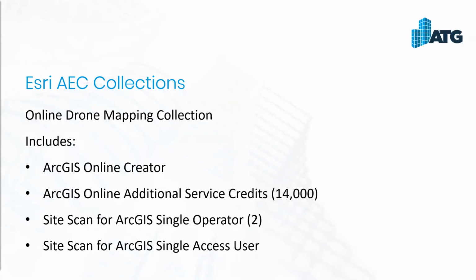So when you're using ArcGIS Online, some of the things that you do, whether it be storage or analysis, require credits, and you get so many with each license or each collection. But the online drone mapping one comes with an additional 14,000. So that's about enough for a standard firm to get through for a year. So those are the collections. Pretty straightforward. Some good offerings there.